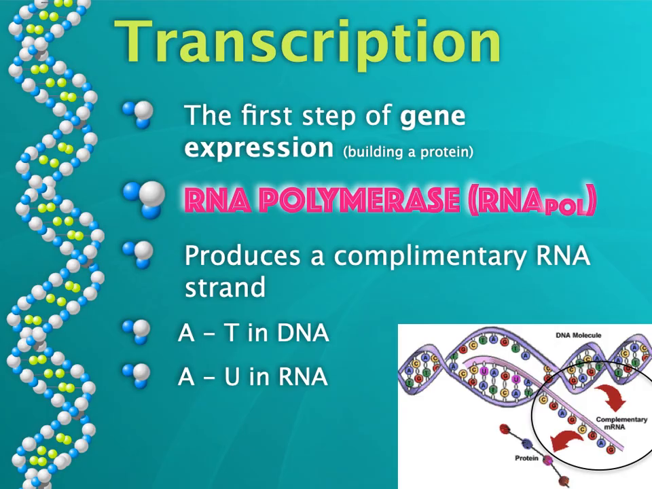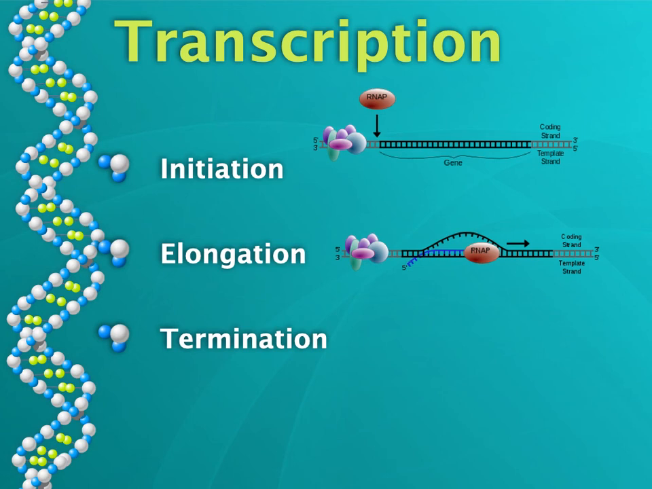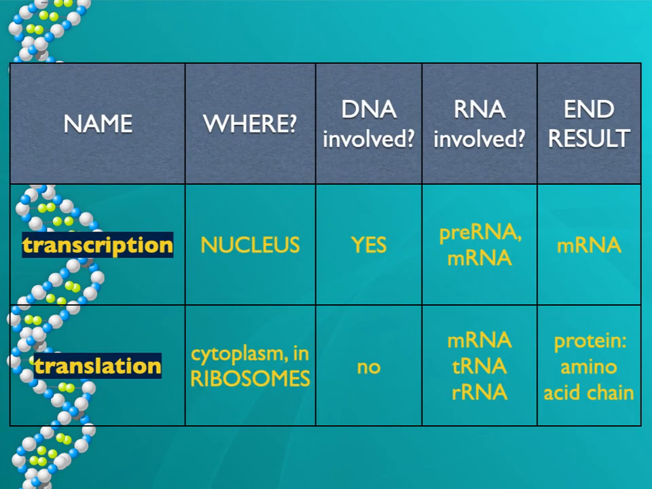So let's review. The first step of gene expression is transcription. RNA polymerase is going to be a player. It's going to produce a complementary RNA strand. You have A to T in DNA, but you have A to U in RNA. Transcription has 3 steps: initiation, elongation, and termination. And here's a nice little table we put together.